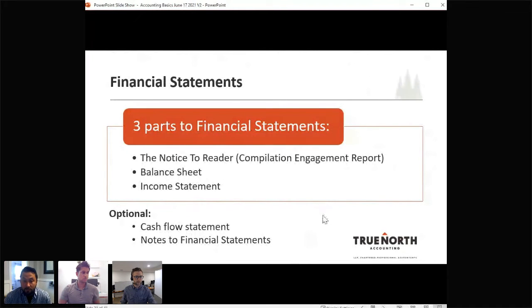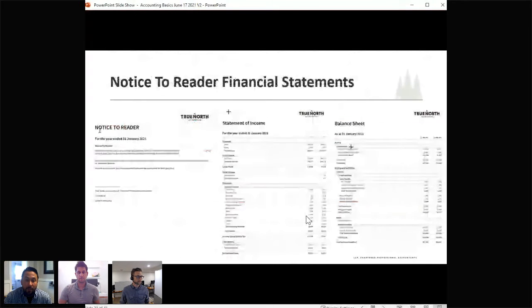And then you have the two most important statements, like Matt just previously said: the balance sheet and your income statement. Those are the two staples. They're always going to be there. There are a couple of additions. Sometimes there are notes to the financial statements, possibly a cash flow statement, but definitely not required. But yeah, balance sheet.